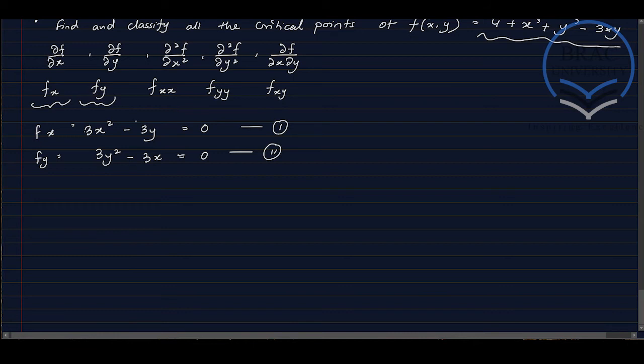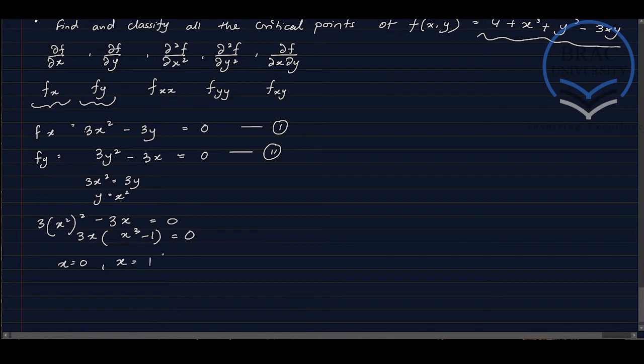So if we solve the first equation, we get 3x squared equals 3y, and that gives us the relationship x squared equals y, or simply y equals x squared. Now we can put this relationship in the second equation, and substituting gives us 3x squared minus 3x equals 0. This is simply 3x times (x cubed minus 1) equals 0. Now this gives us two values of x: x equals 0 and x equals 1.